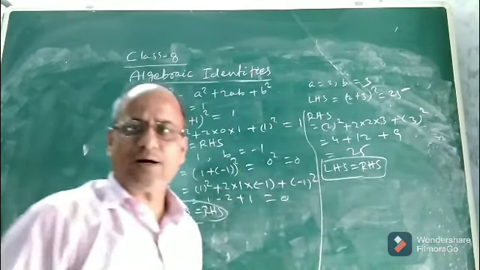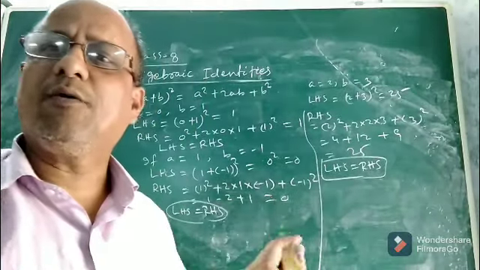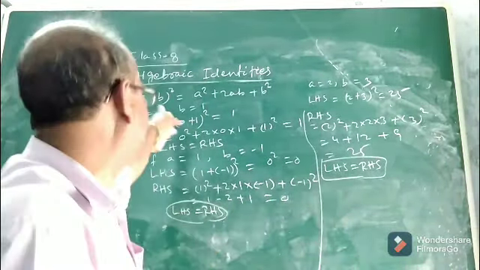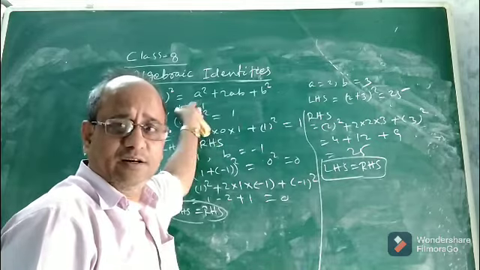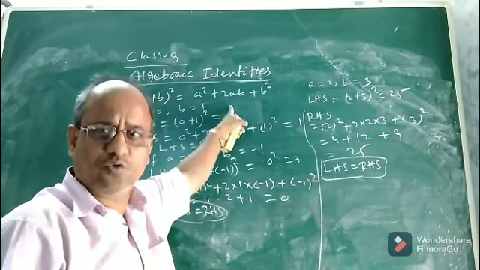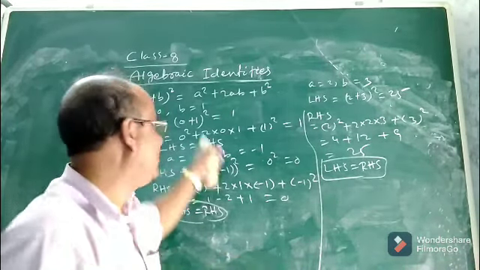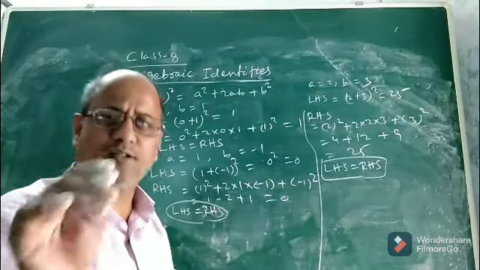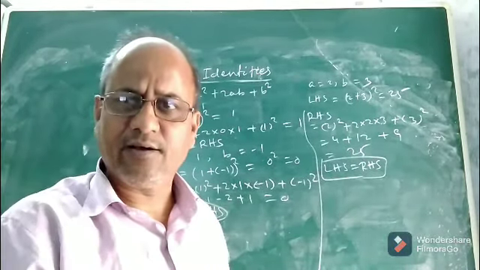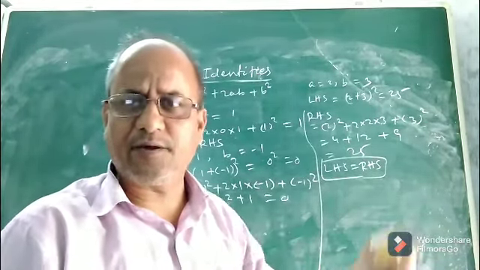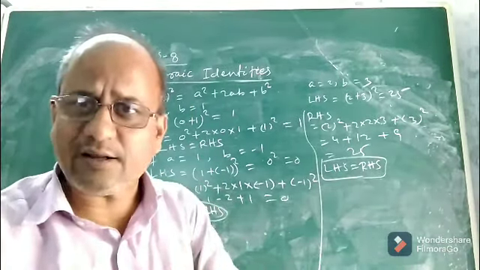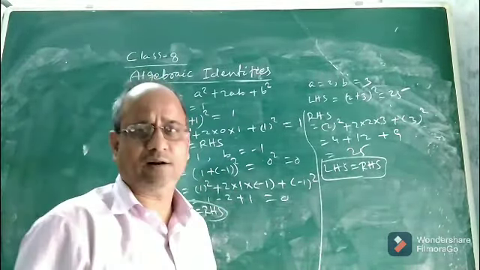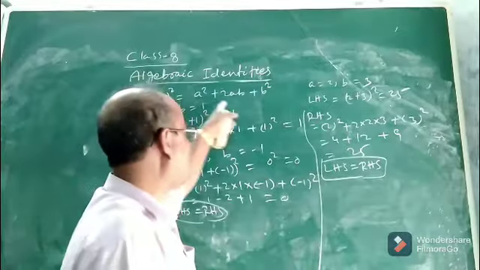So see children, what is the common observation? The common observation in this particular equation is that it is true, or it holds good, or it is satisfied, for all values of a and b. Whatever the values of a and b you may take, the left hand side will always be equal to the right hand side. And that is the reason why this equation is called an identity.